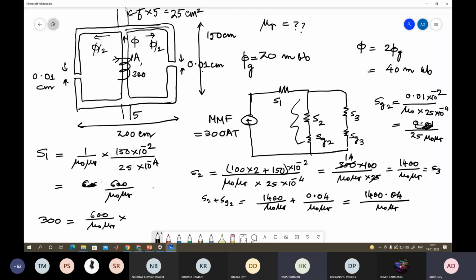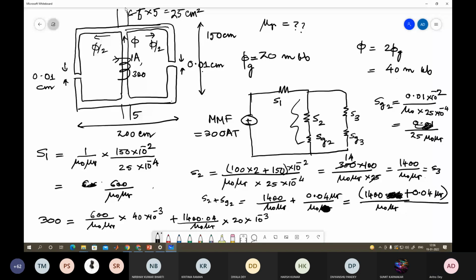Sir, one thing, mu r for air is 1. So we'll take mu r as 1 here. S2 plus SG2 in the bottommost line which you have written will be 0.04 mu 0, sorry, that into mu r somewhere here. So we can write 1400, rightly pointed out. Agree. So accordingly we should put 1400 plus 0.04 mu r, or you can write mu r by 25, whatever you feel like. That you have to solve now.